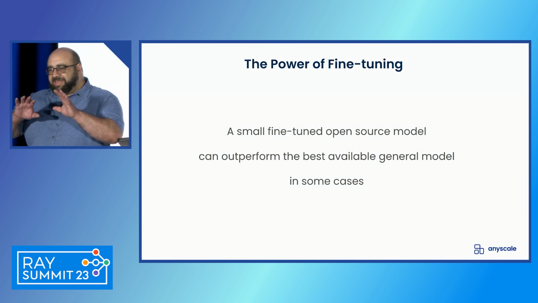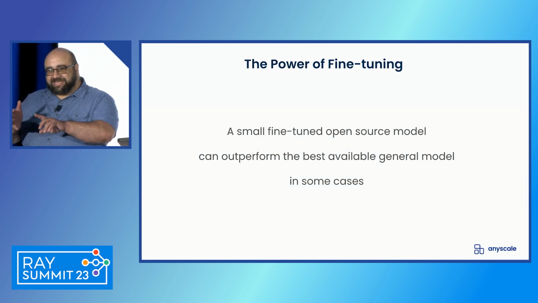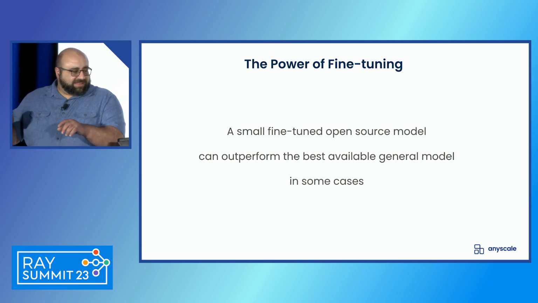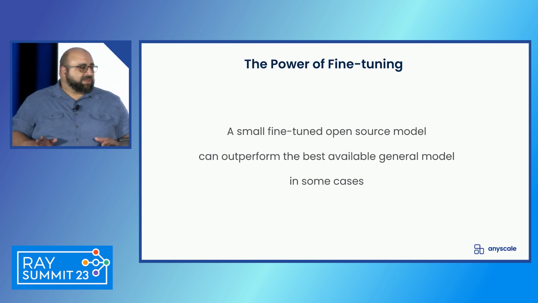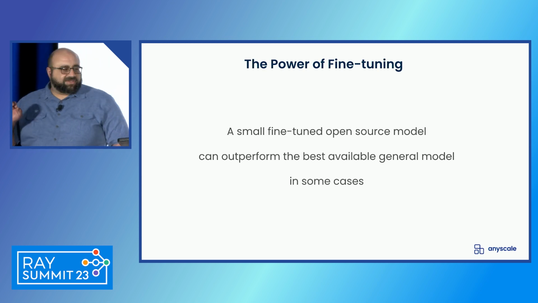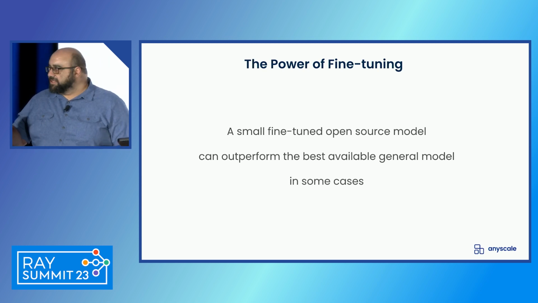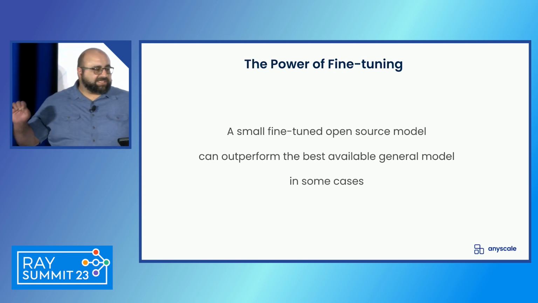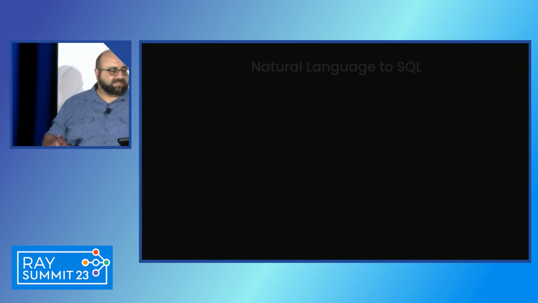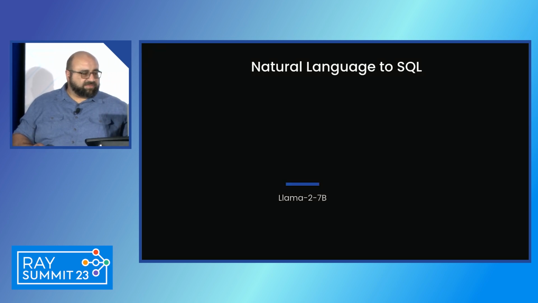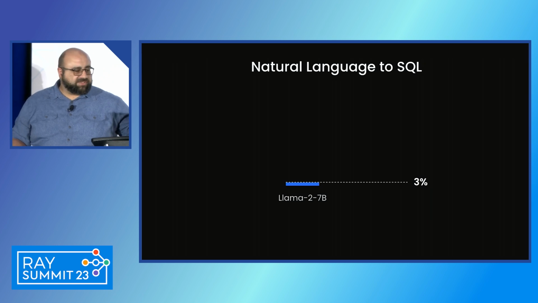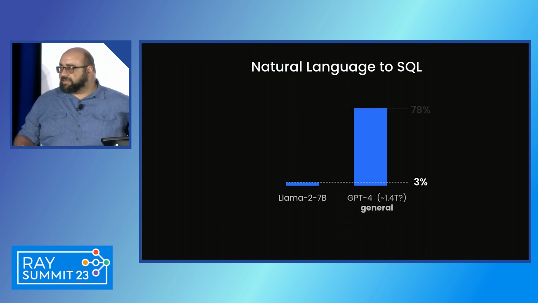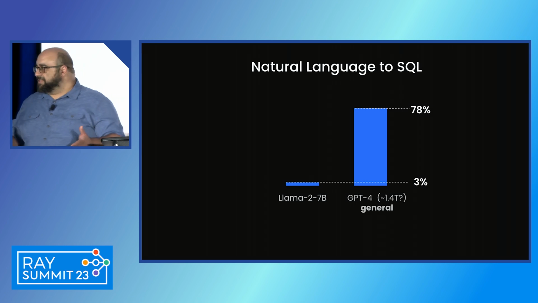If you've been attending the talks, you're going to hear fine-tuning and RAG everywhere. And this is just re-emphasizing the point that we had at the keynote yesterday, which is that it's very possible for a fine-tuned open source model to outperform the best available general proprietary model in some cases, right? So these are the results from yesterday. Remember, we had Llama 2 7B on the natural language to SQL conversion task. And we also compared it to GPT-4. And you go, well, how does GPT-4 perform?